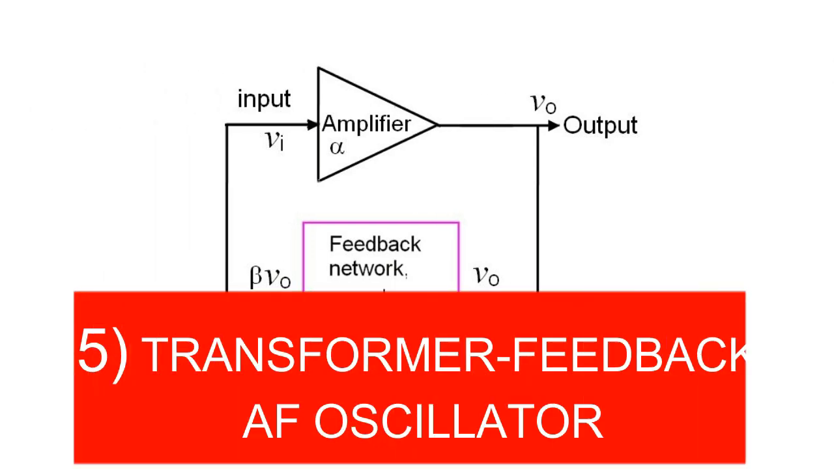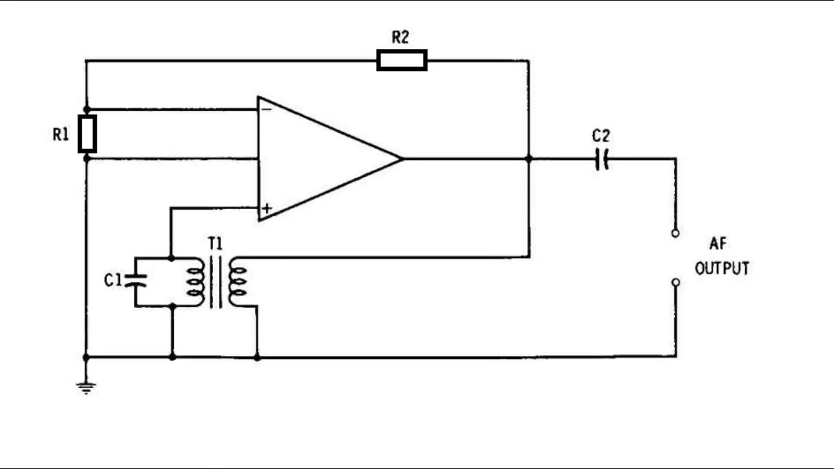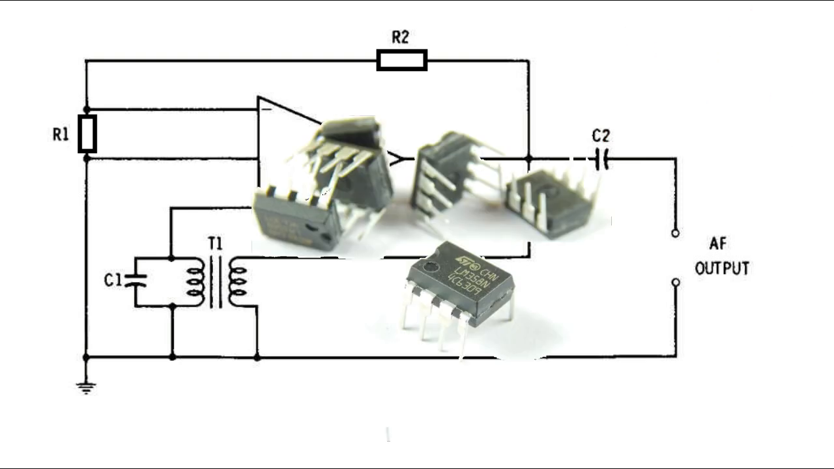(5) Transformer feedback AF oscillator. This circuit displays the basic AF oscillator configuration, where a small audio transformer, T1, is used for providing both the feedback and the tuning which forces the op-amp to work like an oscillator. Any low-gain op-amp IC could work effectively in this configuration.